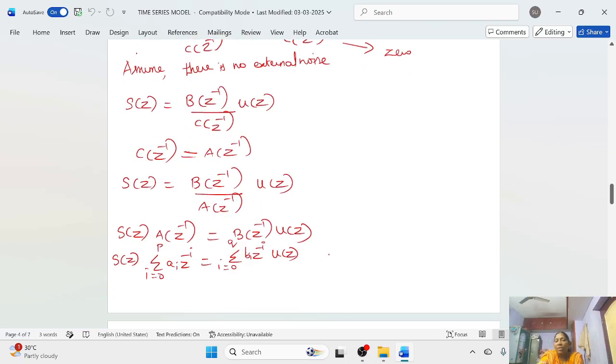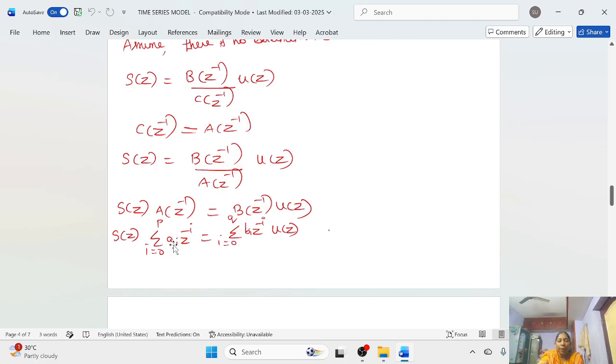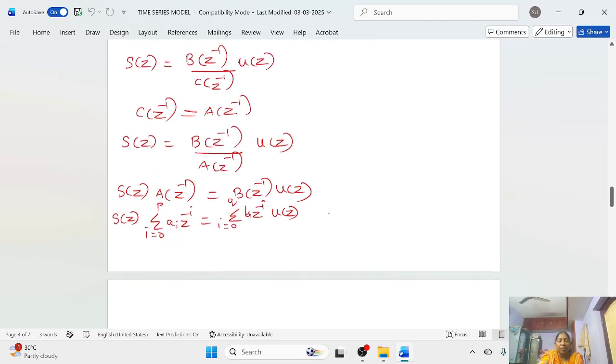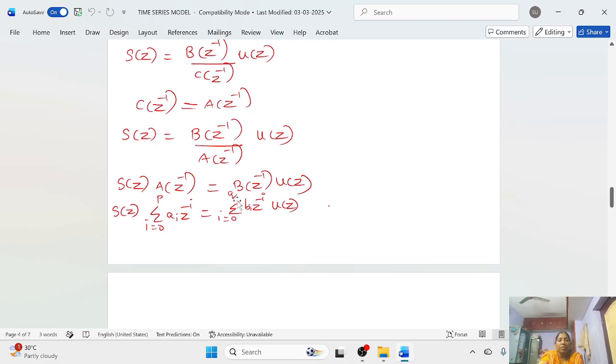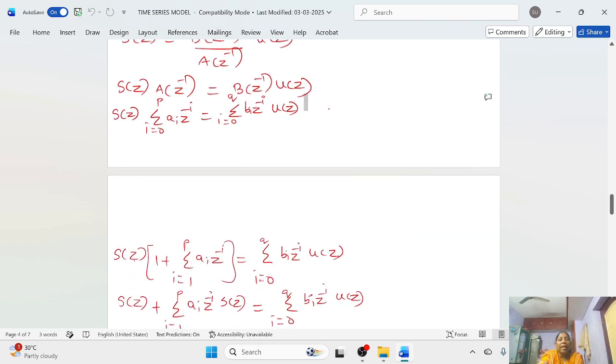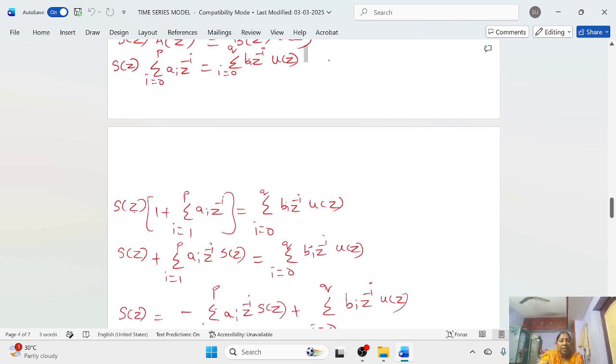Now when you cross multiply the A of Z inverse with S of Z, and define the operators in A of Z inverse and B of Z inverse, and then expand it, we will get the equation as S of Z plus summation I equal to 1 to P, AI Z power minus I into S of Z.